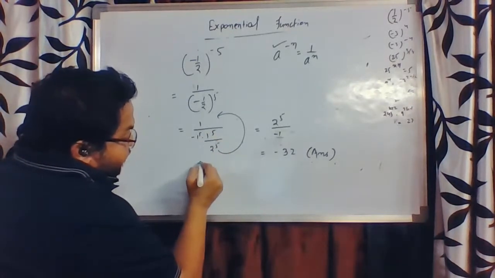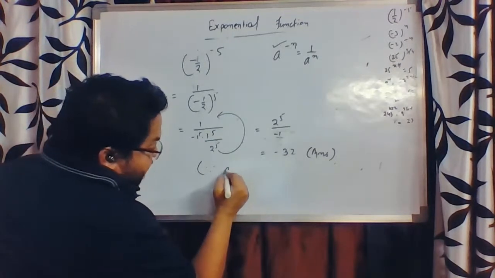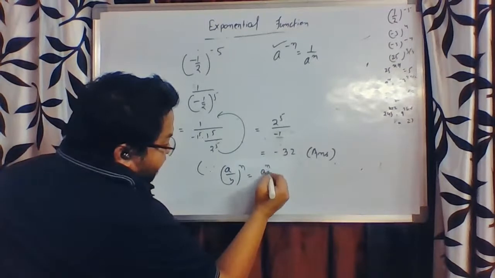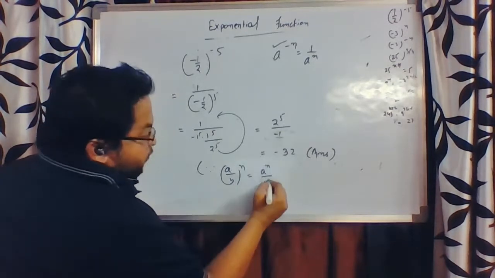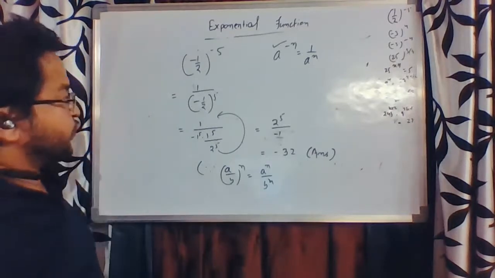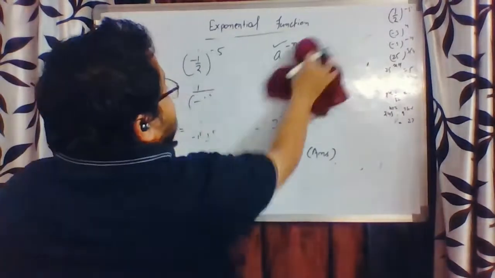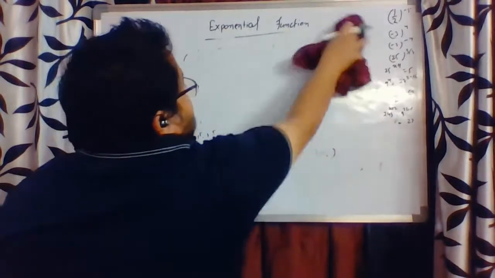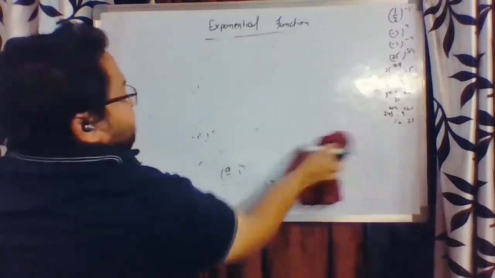So here we should write that because (a by b) to the power n equals a to the power n by b to the power n, right? So that we will get more used to all the laws of indices. Now, let's go to the next simple practice problem, okay?